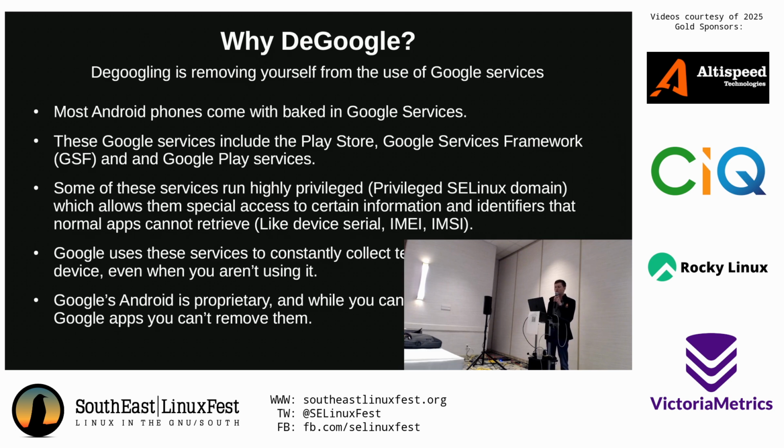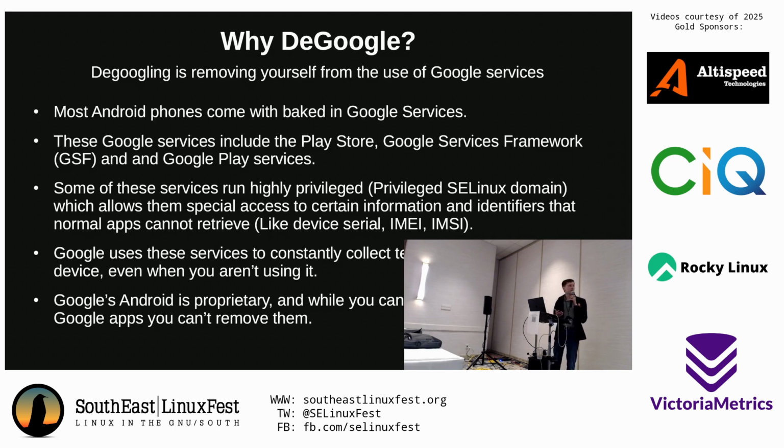Next, Google uses these services to constantly collect telemetry on your device, even when you aren't using it. Google is an advertising company. They want to know what you're doing, when you're doing it, and whatever you're doing at all times, right? When you're not even using your phone. So these highly privileged Google services are constantly collecting analytics and telemetry on your device, and it's just a waste of battery, and it's kind of just a privacy violation.